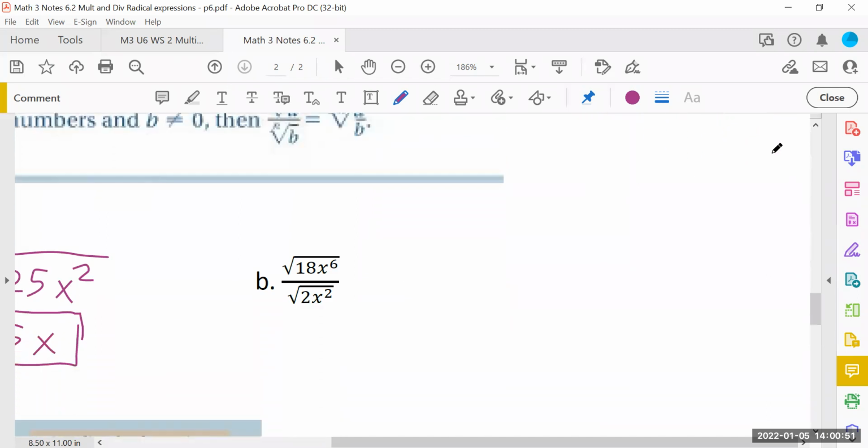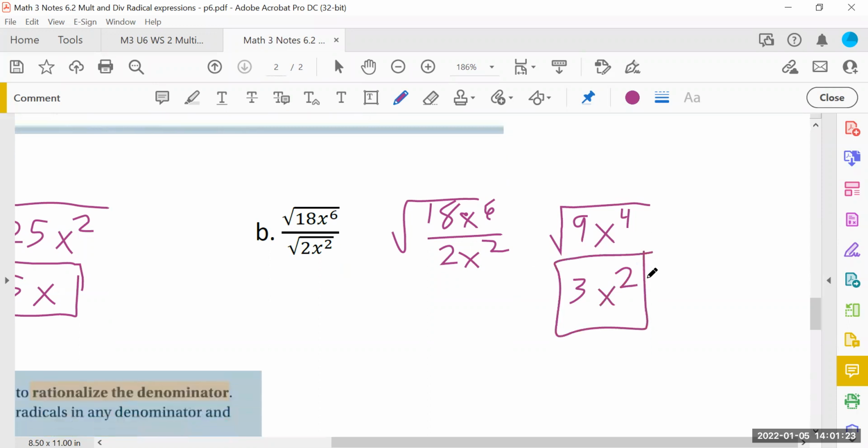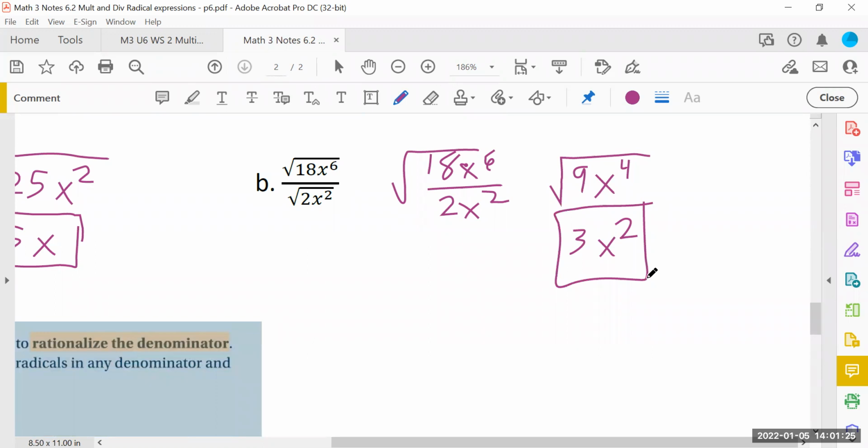So same thing for b. Make it one big square root, 18x to the 6th over 2x squared. 18 divided by 2 is 9. x to the 6th over x squared is going to be x to the 4th. All inside a square root. The square root of 9 is 3. The square root of x to the 4th is x squared. There's my answer. Does that make sense so far?